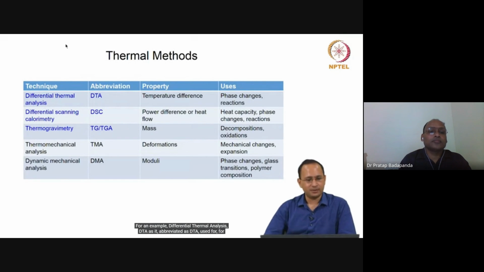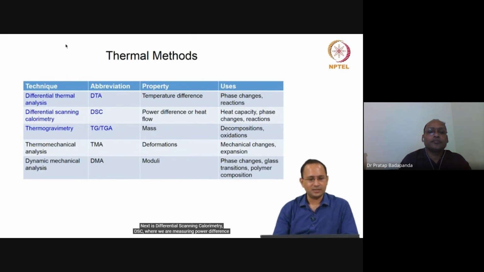For an example, differential thermal analysis, abbreviated as DTA, is used for understanding phase changes and a lot of reactions. And what we are doing in this technique is we are measuring the temperature difference, differential thermal analysis. Anyway, we will go over each technique, but here I am trying to give you an overview: what are the different techniques, what property do we measure, and where it is used.